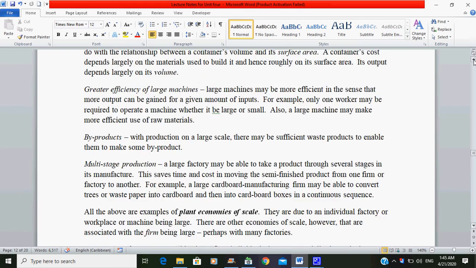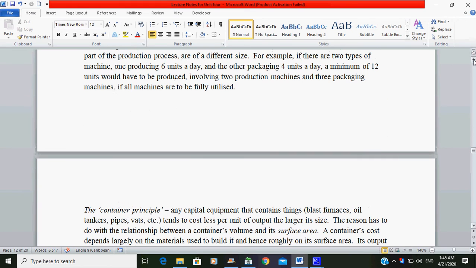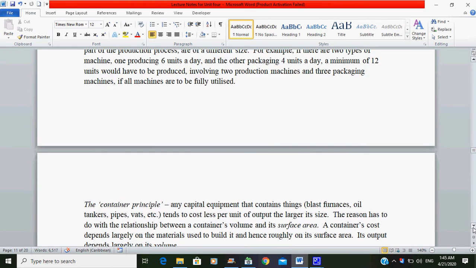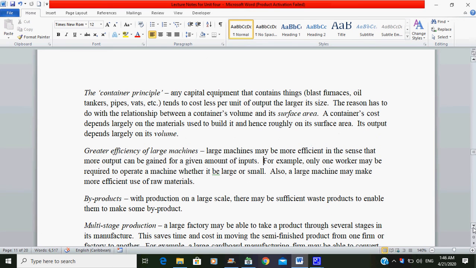Let's do a little revision. So, for example, only one worker may be required to operate a machine, whether it be large or small. A large machine may be more efficient, making more efficient use of raw materials.